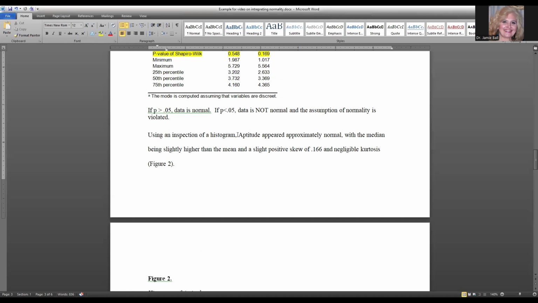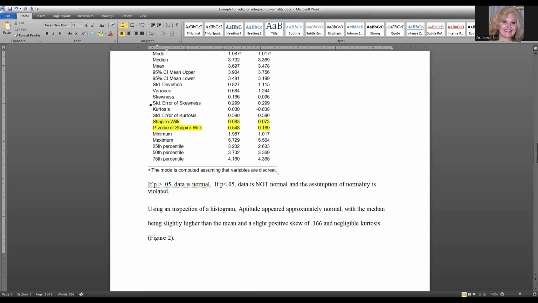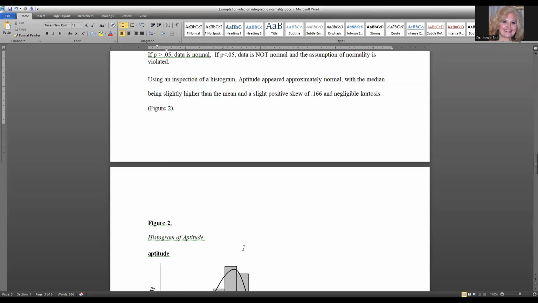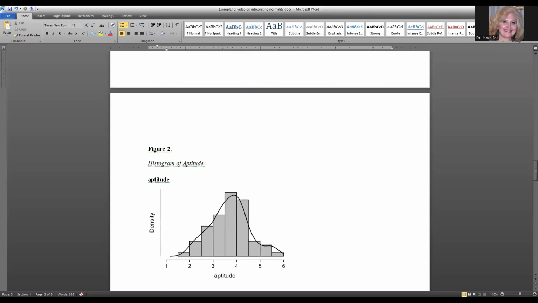Using an inspection of a histogram, aptitude appeared to be approximately normal, with the median being slightly higher than the mean, on a slight positive skew of 0.66, with negligible kurtosis. Remember, I got that right here, right? And kurtosis was almost 0. And if you remember my other video, JASP sets it at 0 instead of 3 like others.